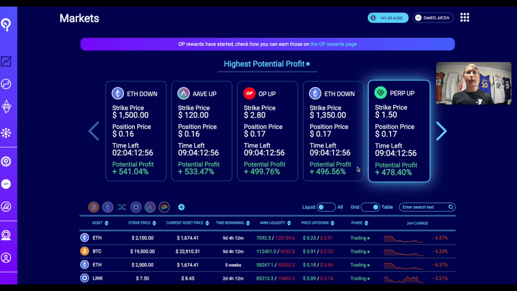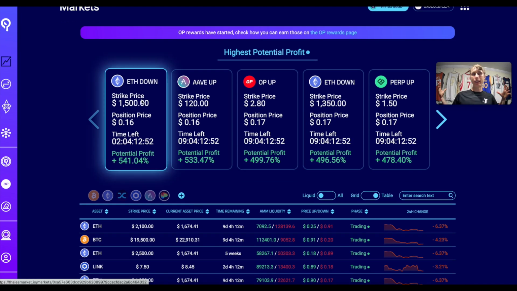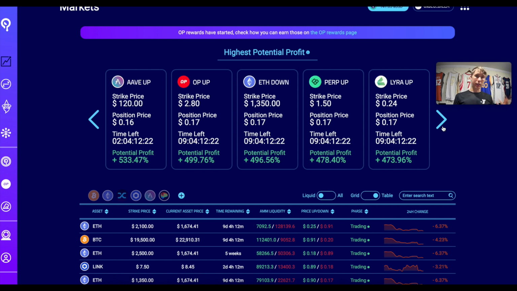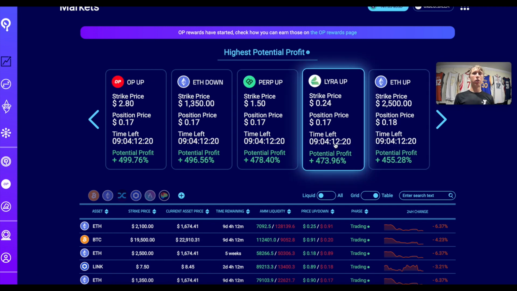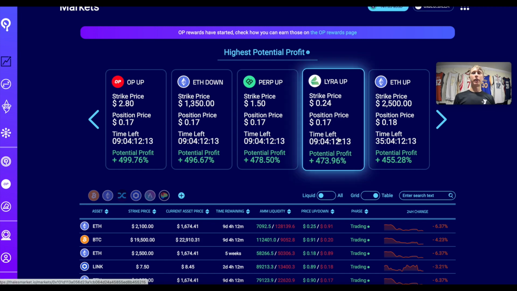So this is the layout of what the protocol looks like. As you can see, you can say, hey, look, I'm betting ETH is going to go down to 1500. It will give you the strike price, the position price, as well as the time left for that certain category. They even have ones for AAVE, Optimism, ETH down, Perpetual, Lyra. These have different time frames. These all have different dates that they end on, as well as different strike prices.